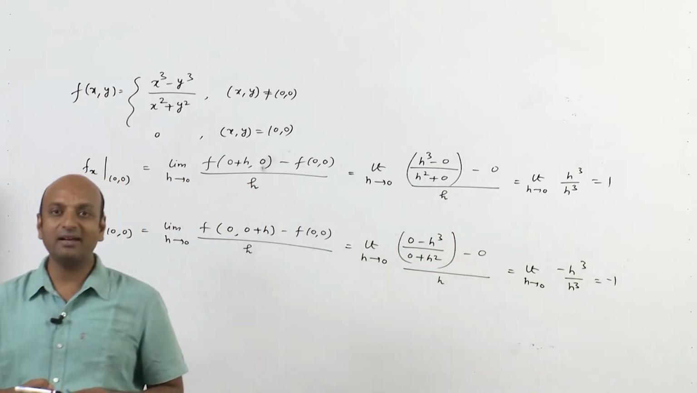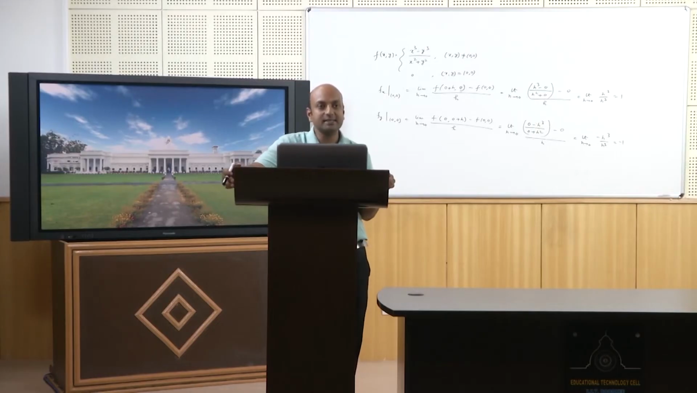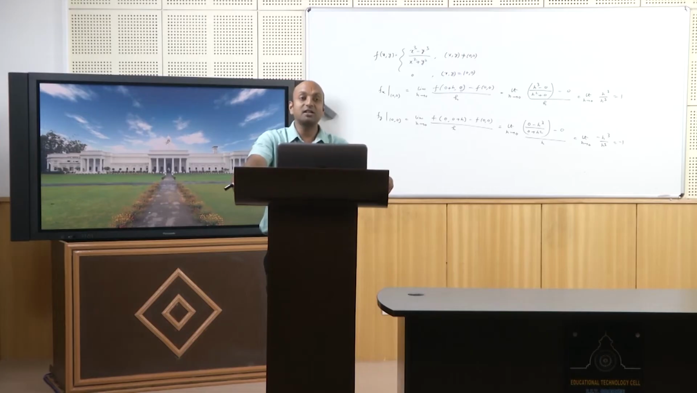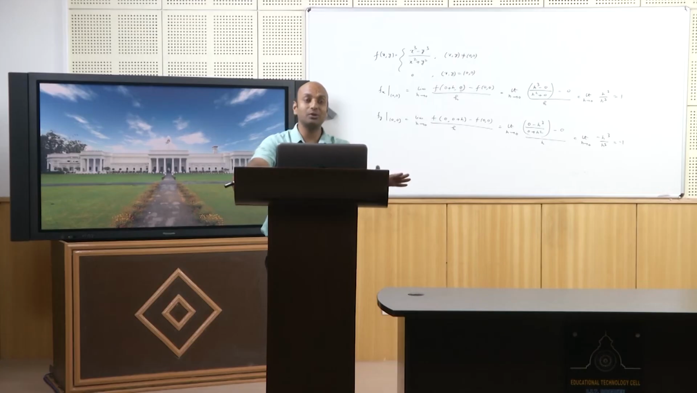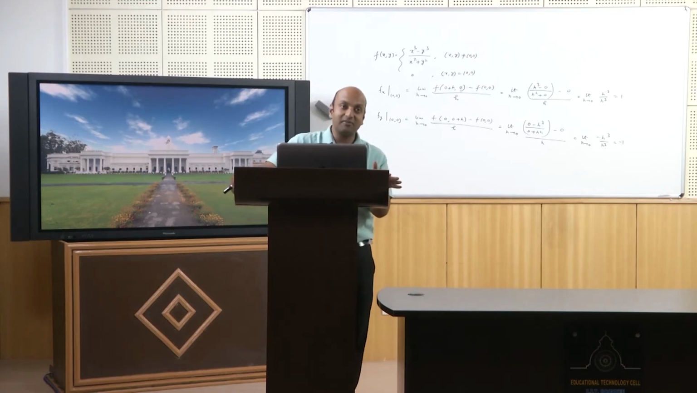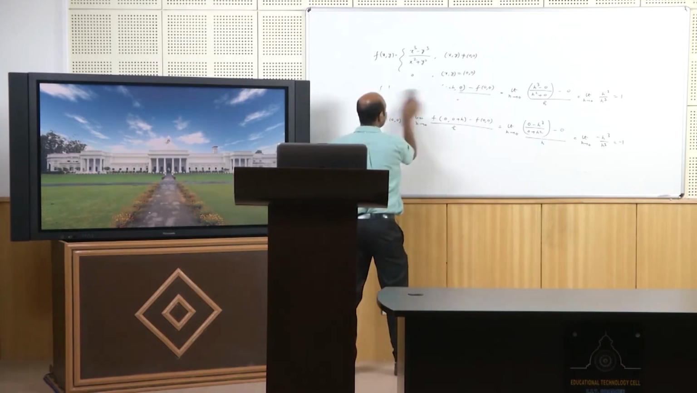So, we have shown that its first order partial derivative at (0, 0) exists, and the value of fx is 1 and fy is minus 1 at (0, 0). Now, the third part is the function is not differentiable at (0, 0). It is continuous at (0, 0). First order partial derivative exists at that point, but the function is not differentiable at that point. Okay. How can we show that the function is not differentiable?